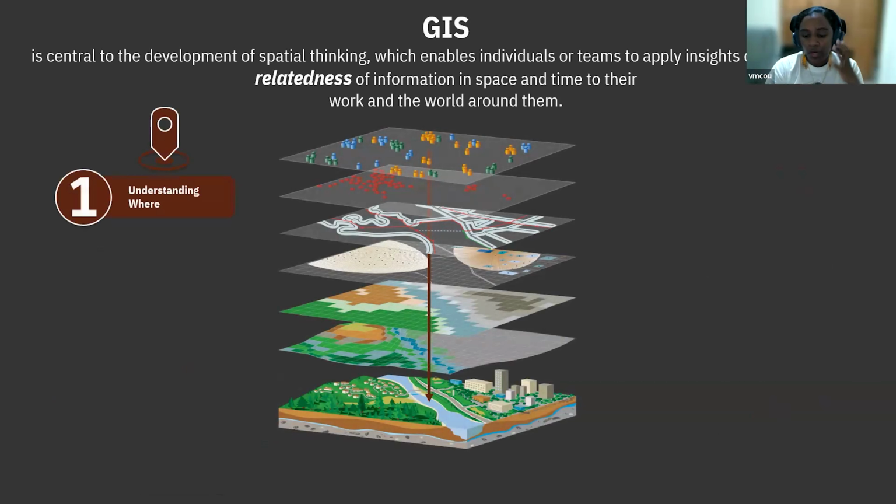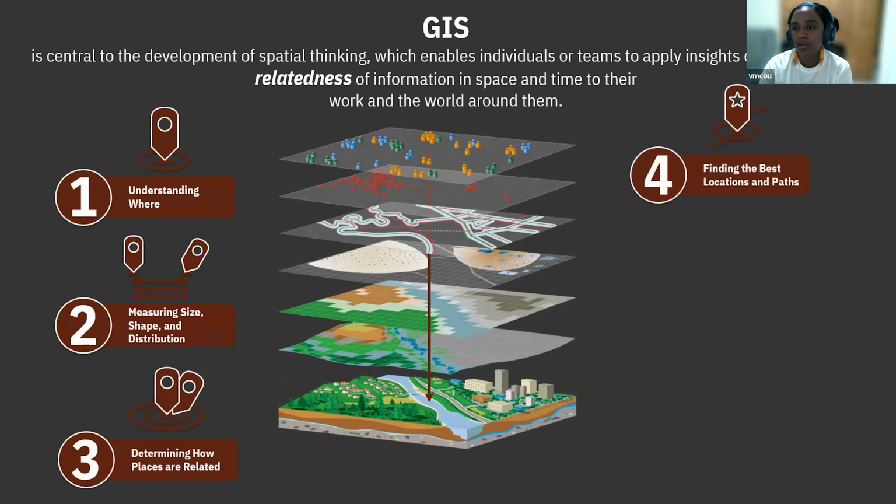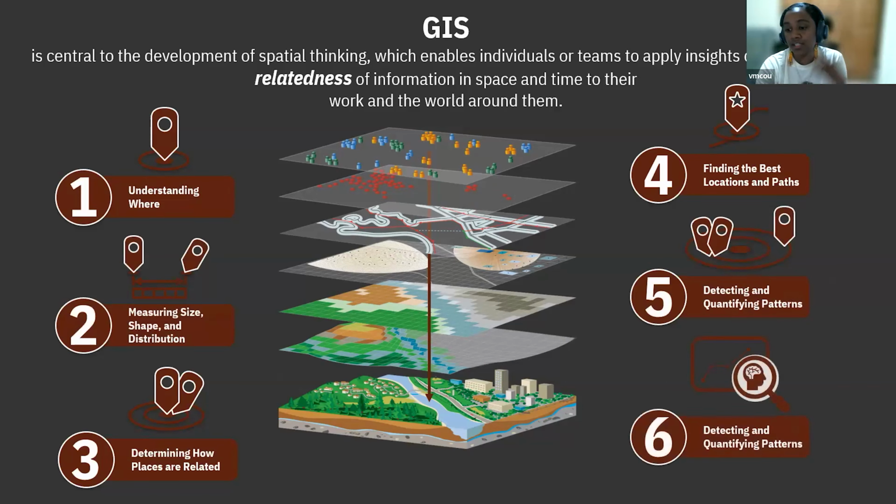What it allows us to do is to understand where, to measure size and shape and distribution, to determine how places are related, to find the best location and path, and to detect and quantify patterns. There's only 5 points, sorry.